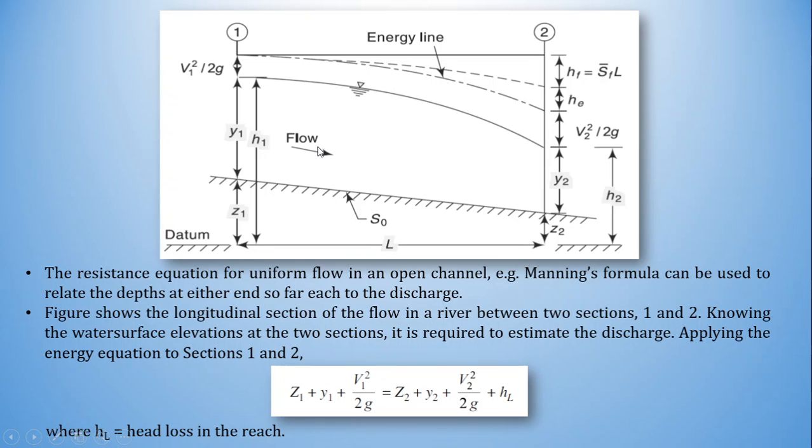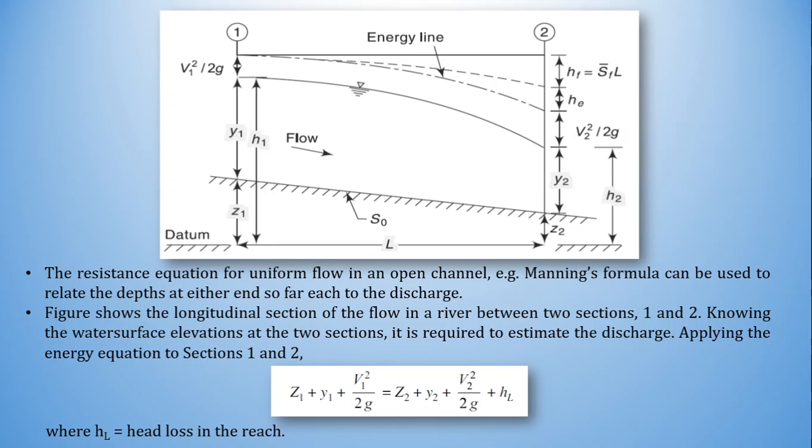After understanding these two sections and the application of Bernoulli's equation and continuity, let us find out how to measure the discharge. The resistance equation for uniform flow in an open channel, for example Manning's formula, can be used to relate the depths at either end to the discharge. In simple words, we are going to apply Manning's formula to find the discharge by using this particular figure.